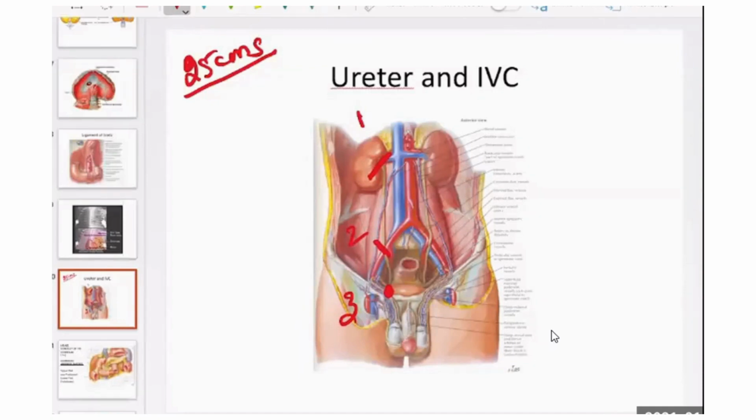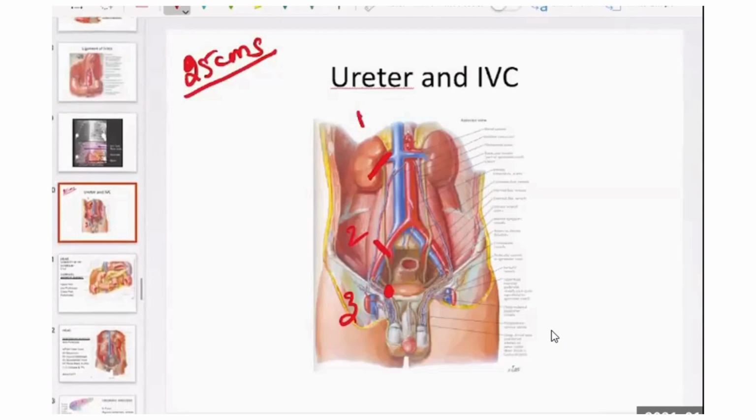Constrictions to be remembered, okay? Where it opens into the trigone. Trigone, I will explain what. One word you remember, ureter is developed from ureteric bud. And constrictions you should remember. Three constrictions.